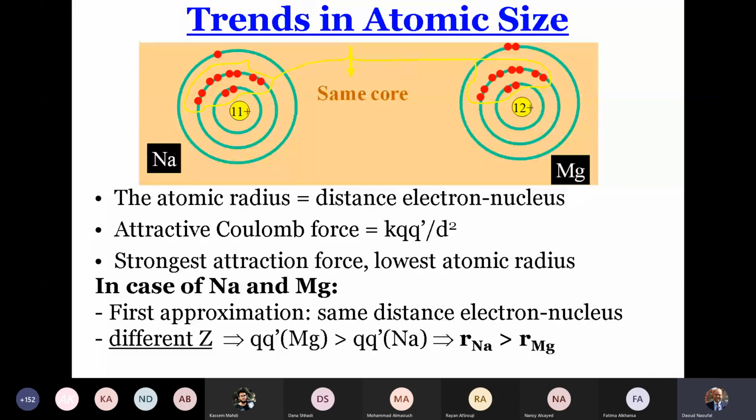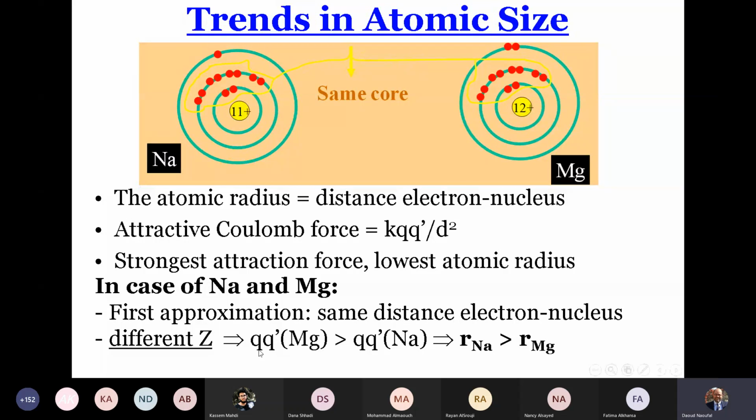What is the meaning of greater attraction? Greater attraction means the electrons are more attracted by the nucleus, so the distance between the nucleus and these electrons decreases. So I proved why sodium has a greater radius than magnesium. I can use this rule if Z of the elements are different. In sodium, Z equal 11. In magnesium, Z equal 12. So this rule can be used.